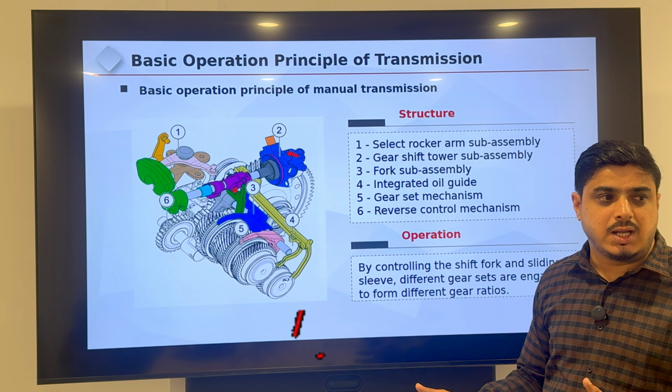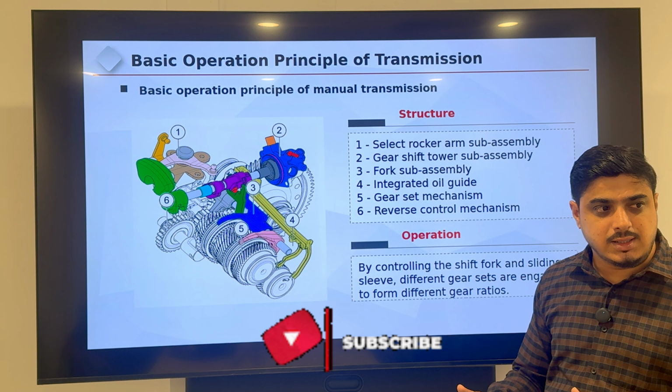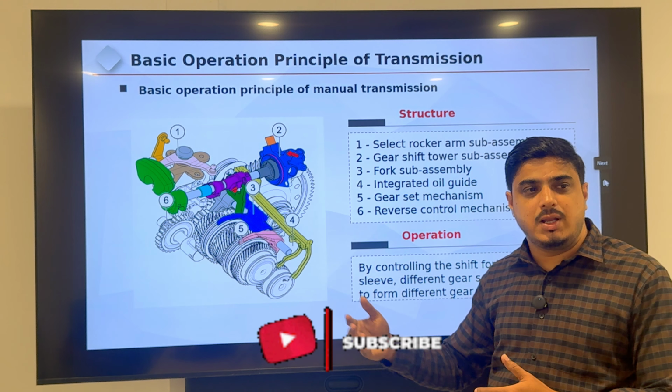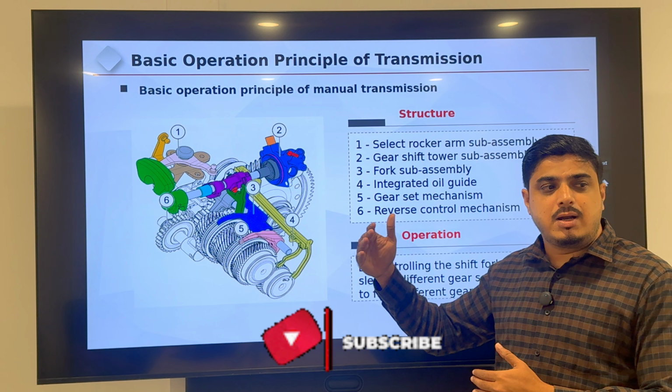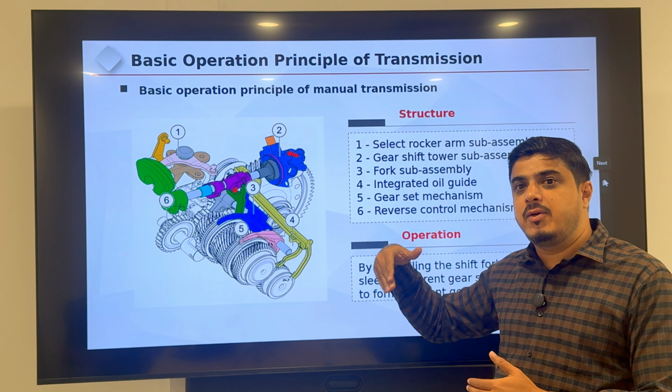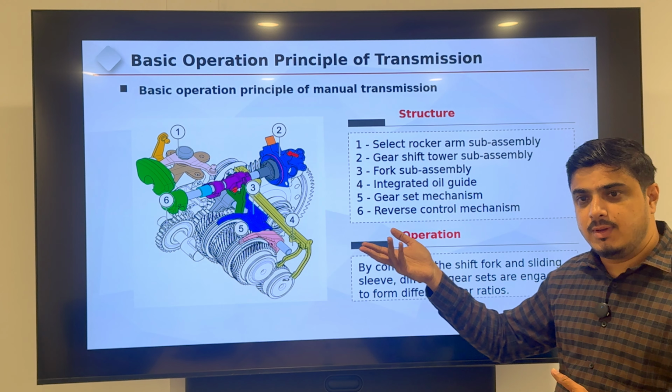If you select first and second, torque will be increased and speed will be decreased. If you select third, fourth, fifth, these are the top gears. There the torque will be less and the speed will be higher, like this.